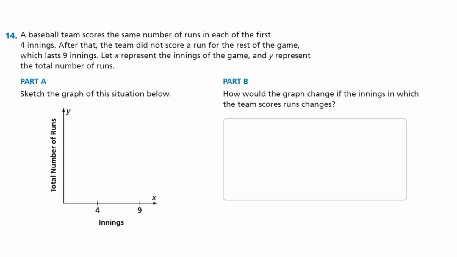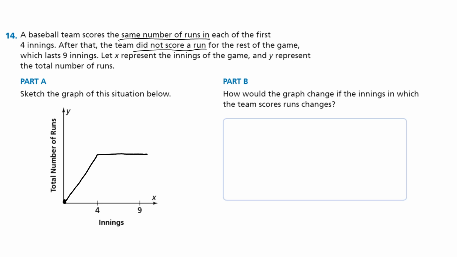14, a baseball team scores the same number of runs in each of the first 4 innings. After that, the team did not score a run for the rest of the game, which lasts 9 innings. Let X represent the innings of the game and Y represent the total number of runs. So the team would start with 0 runs, and then it would increase until it got to the 4th inning, and then it would stay flat as it goes through the 9th inning, because it says they scored the same number of runs for 4 innings, and then they did not score a run for the rest of the game.